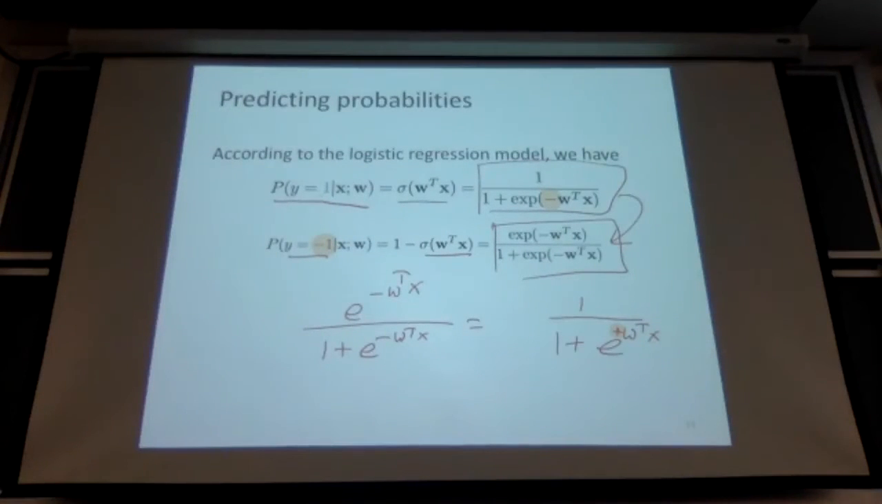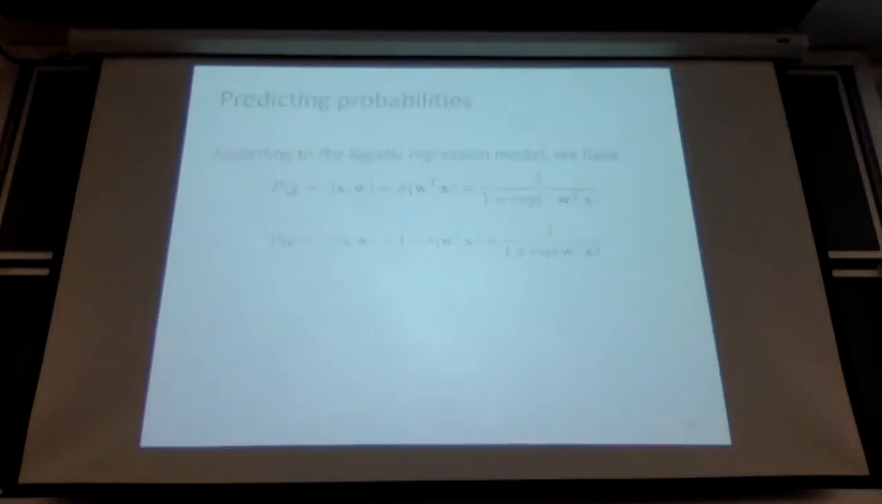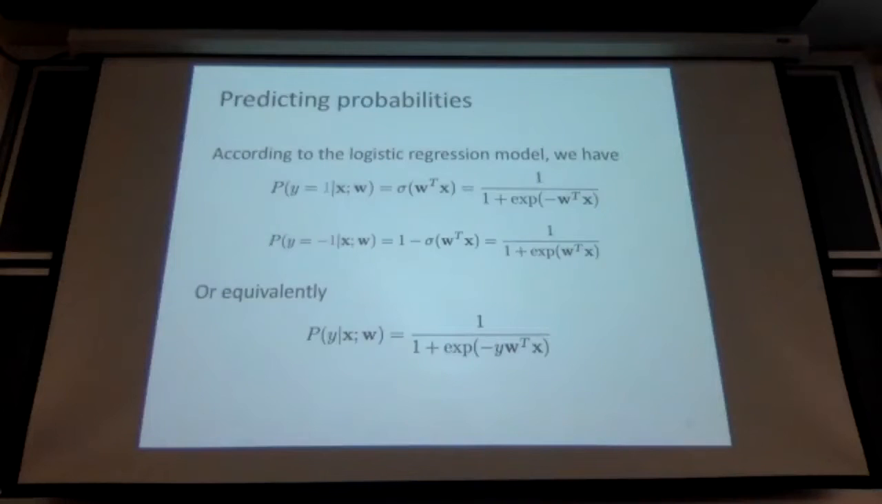So, together, you can combine these and you say probability of y given x is 1 over 1 plus e power minus y w transpose x. So this is the logistic model. So given any example x, you can predict the probability of y as 1 over 1 plus e power minus w transpose x.